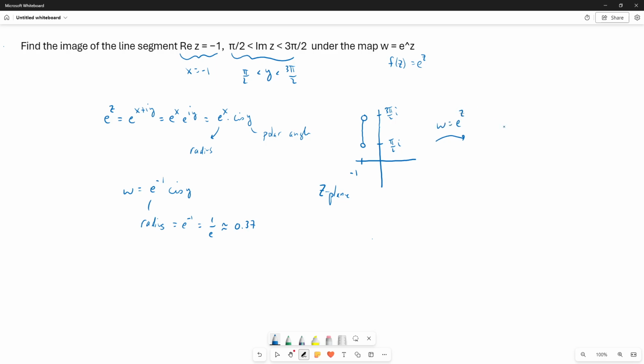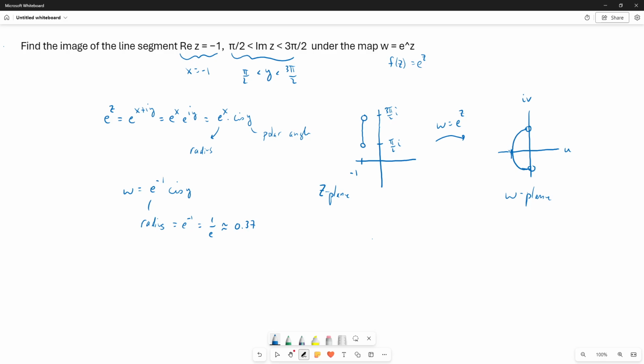And then the image under the map w equals e to the z in the w plane, where the axes are called u and iv, is a semicircle with radius 1 over e and angular component from pi over 2, which is here, 90 degrees, to 3 pi over 2, which is here. We have a semicircle centered at the origin of radius 1 over e.